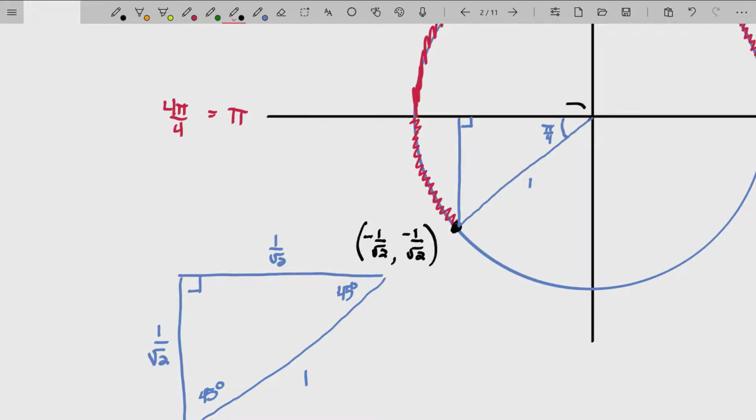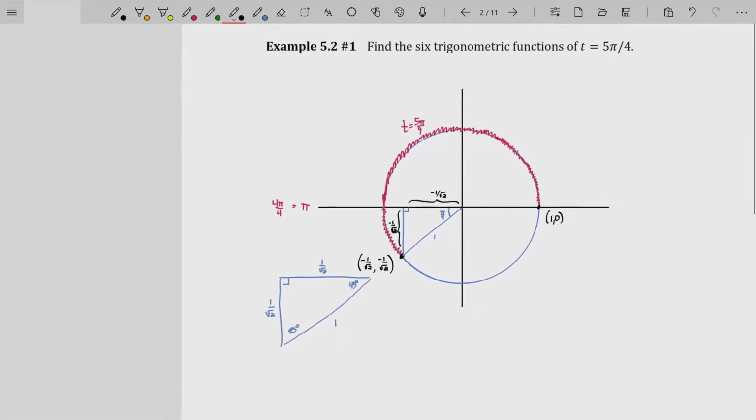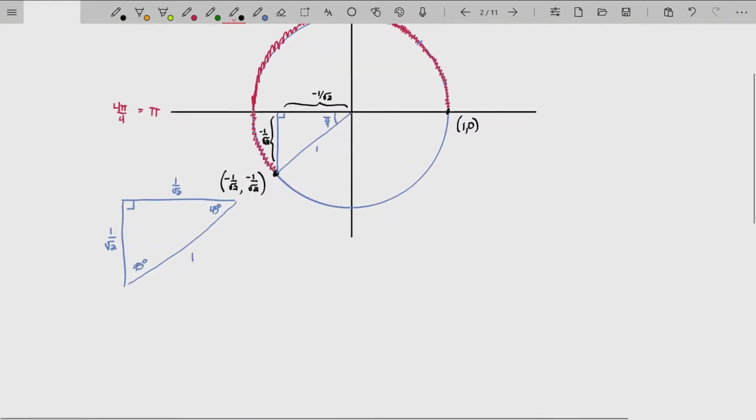The x value distance here as a distance is a positive 1 over root 2, but honestly, because it's an x value and it's in quadrant 3, like I said, it's a negative 1 over root 2. Same thing with the y value, negative 1 over root 2. And as I've mentioned previously, there's no need to rationalize that denominator. In trigonometry, you can just leave it like that. Now, we're asked to find all the trig functions for that point.